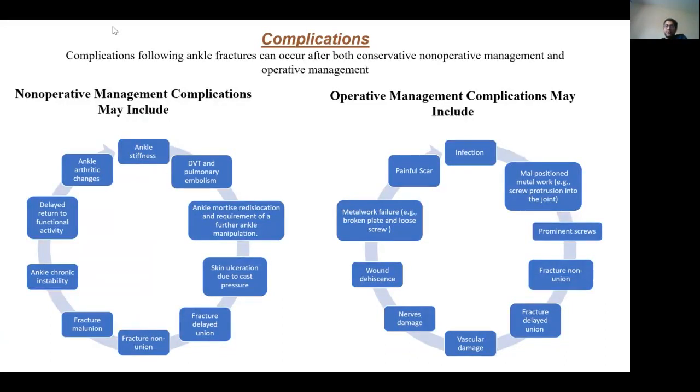Complications for the operative management of ankle fracture include infection, painful scar, metalwork failure like broken plate and loose screws, wound dehiscence, nerve damage, vascular damage, fracture delayed union and non-union, prominent screws, and malpositioned metalwork like screw protrusion into the joint.